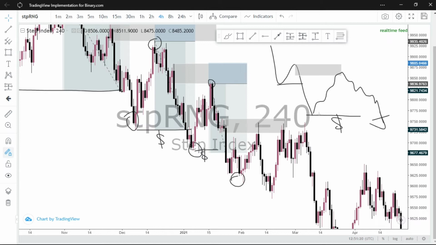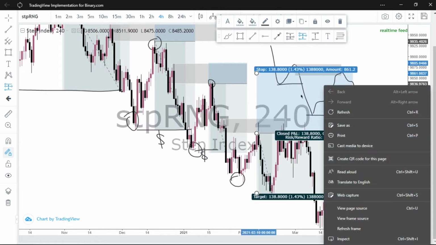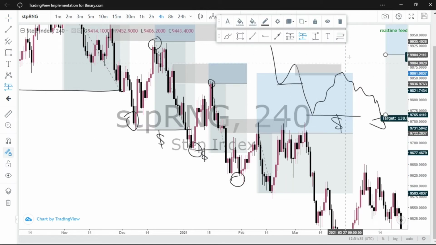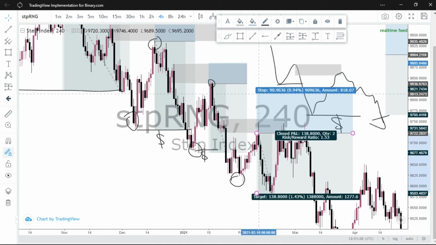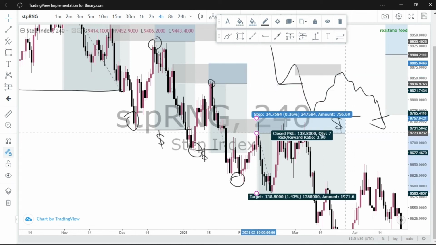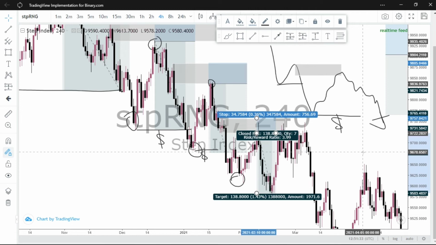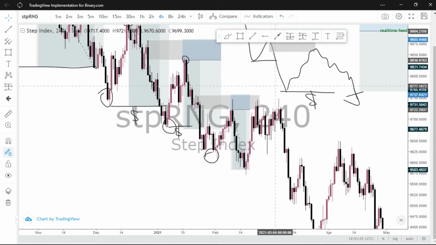Price comes here, taps it and leaves. So let's do this. Price comes there, taps it, leaves. Boom. There's your trade, right? Once again, price goes back up, right? So now you have this break here.